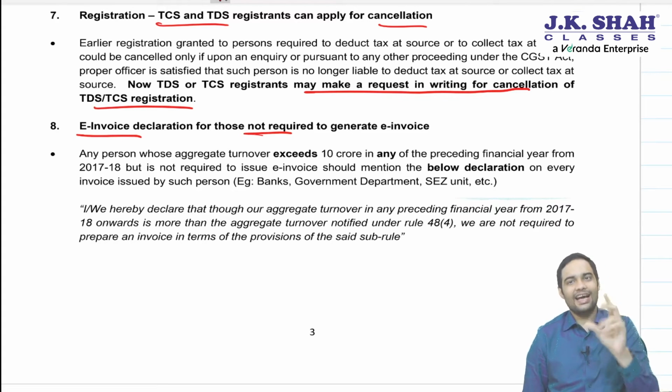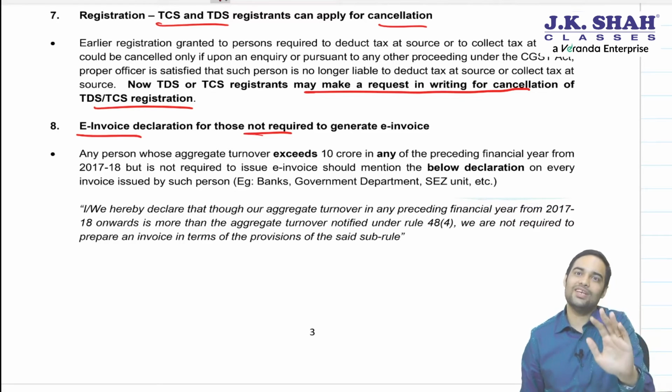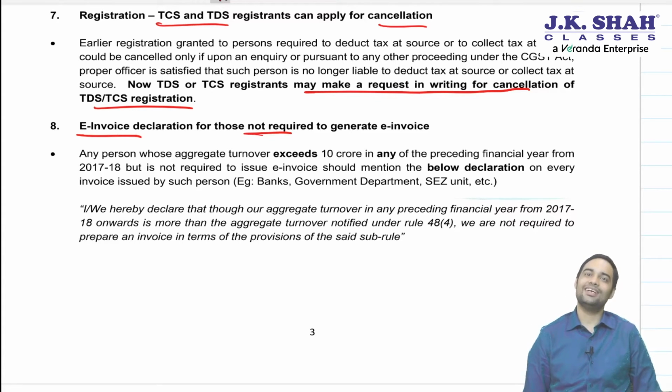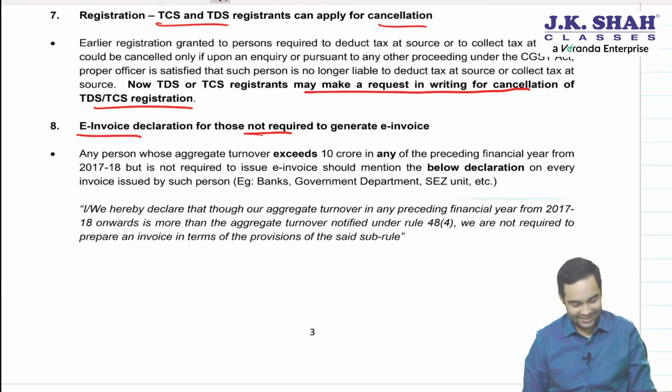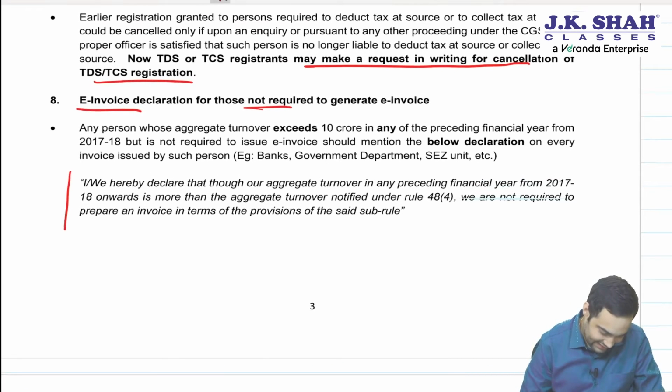Now, they are required to give a declaration on the invoice that though our turnover exceeds the limit, we are not required to generate e-invoice. This declaration has to be given on the invoice. Let's see the declaration.